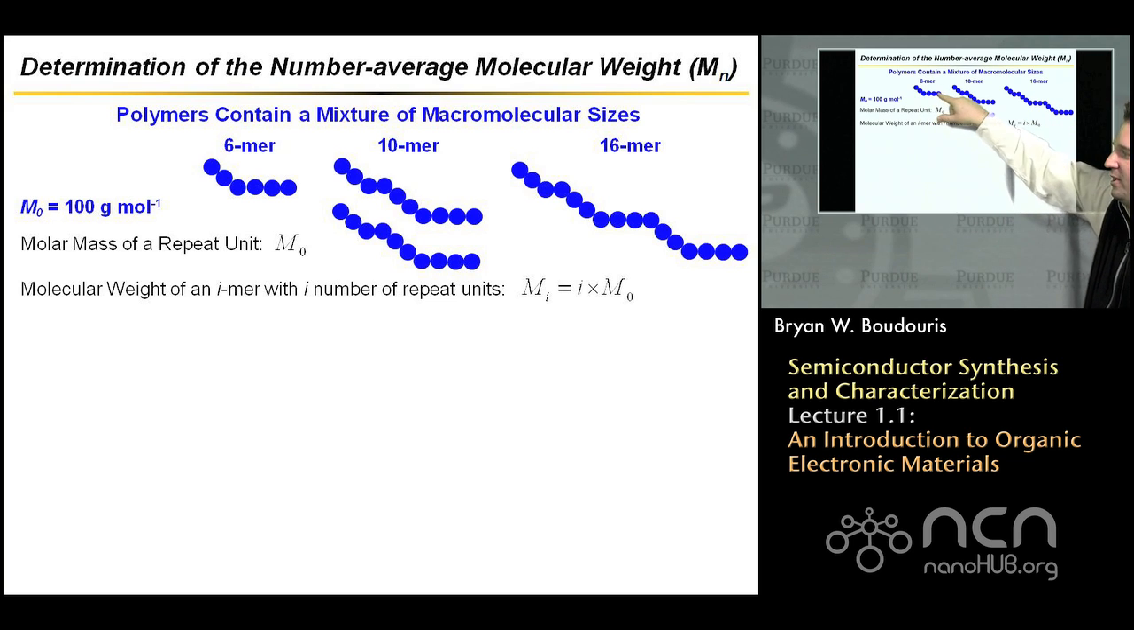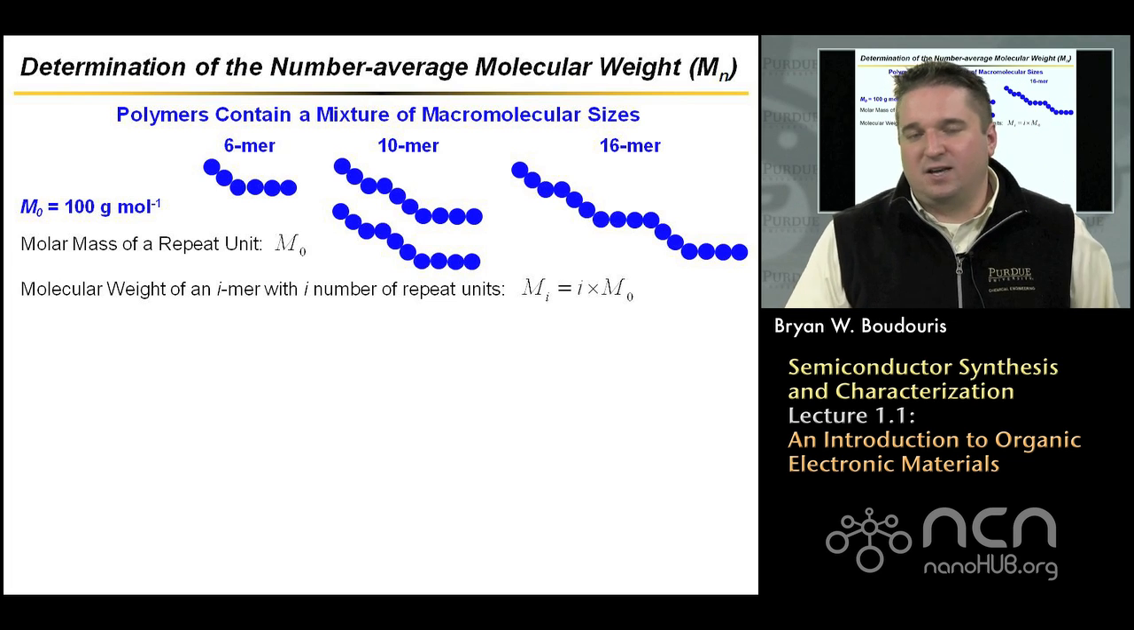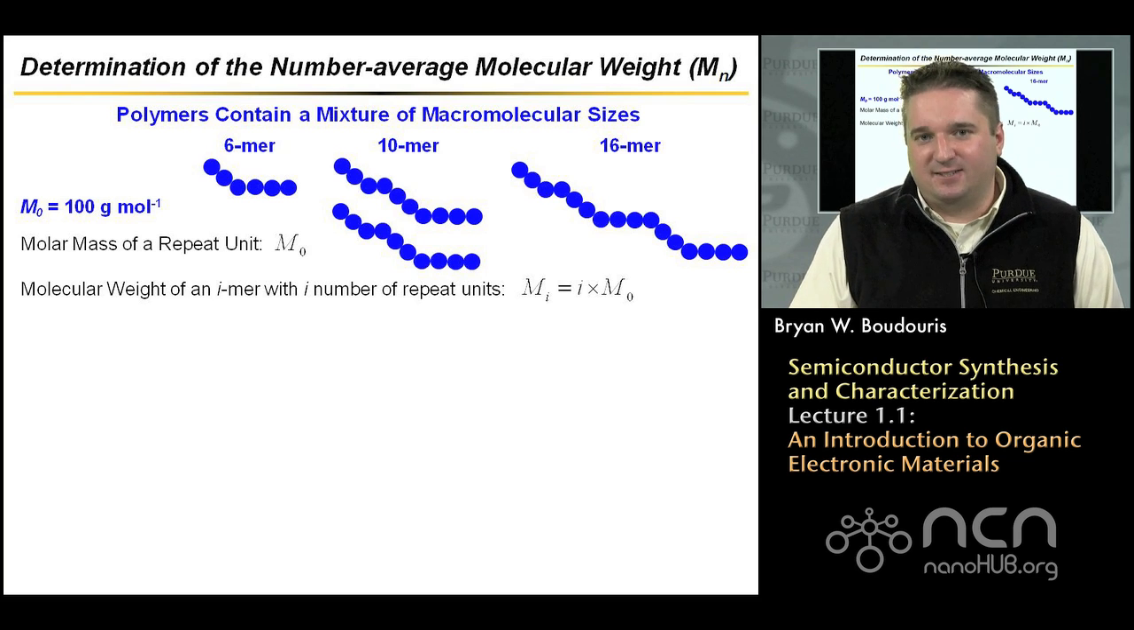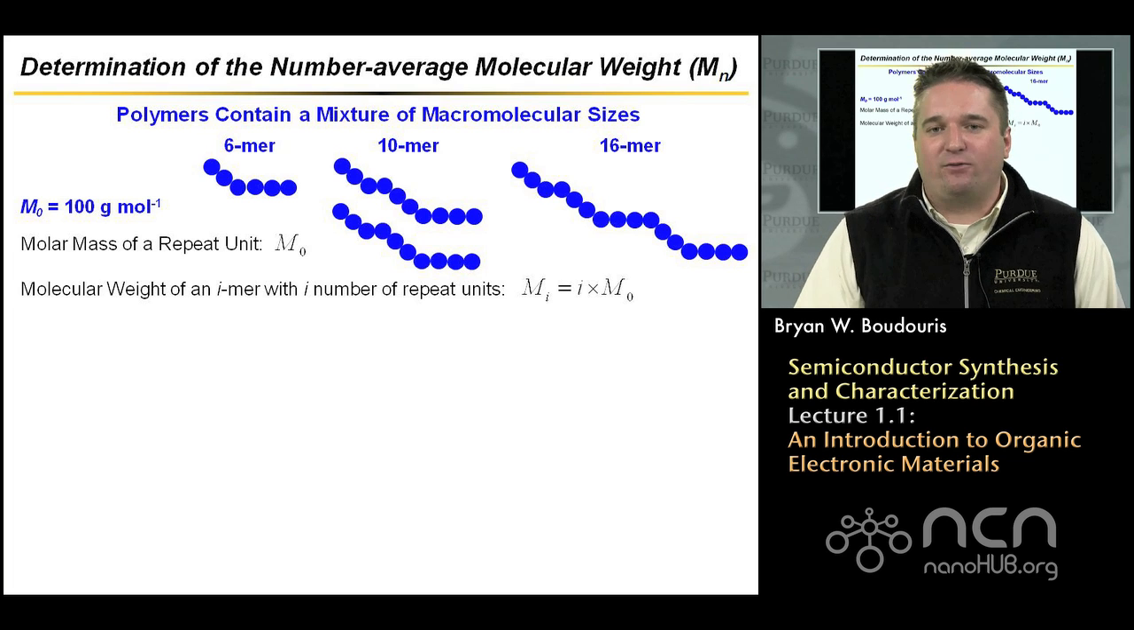So this 6-mer must just be M sub 6 equals 6 times 100 grams per mole, or that chain must be 600 grams per mole. In a similar way, the 10-mer must be 1,000 grams per mole, and the 16-mer must be 1,600 grams per mole. So each one of those now has a molecular weight. How do we average it?